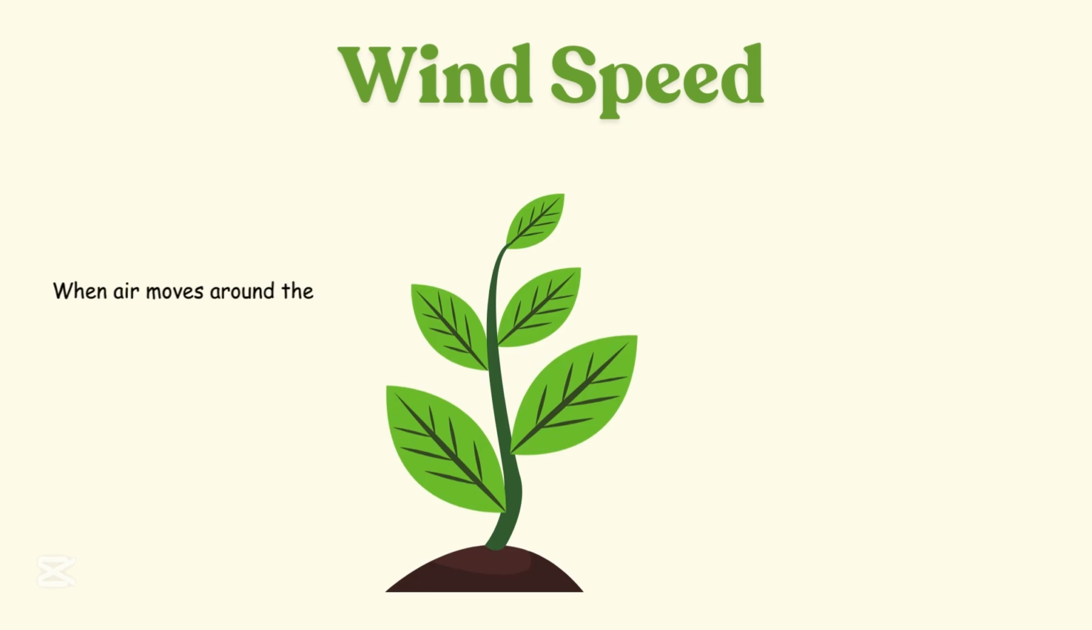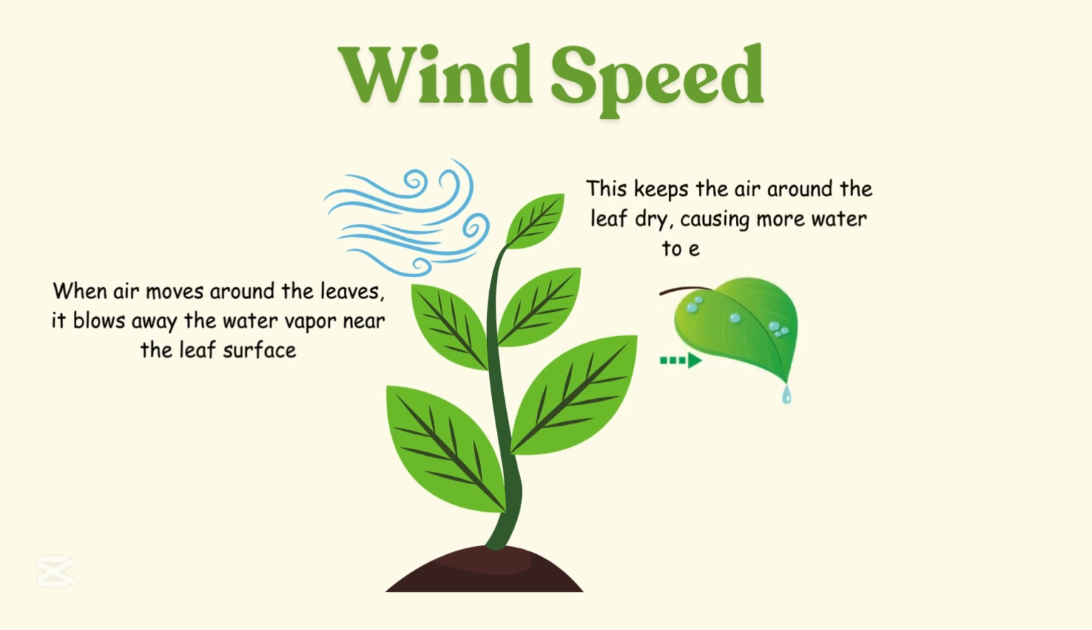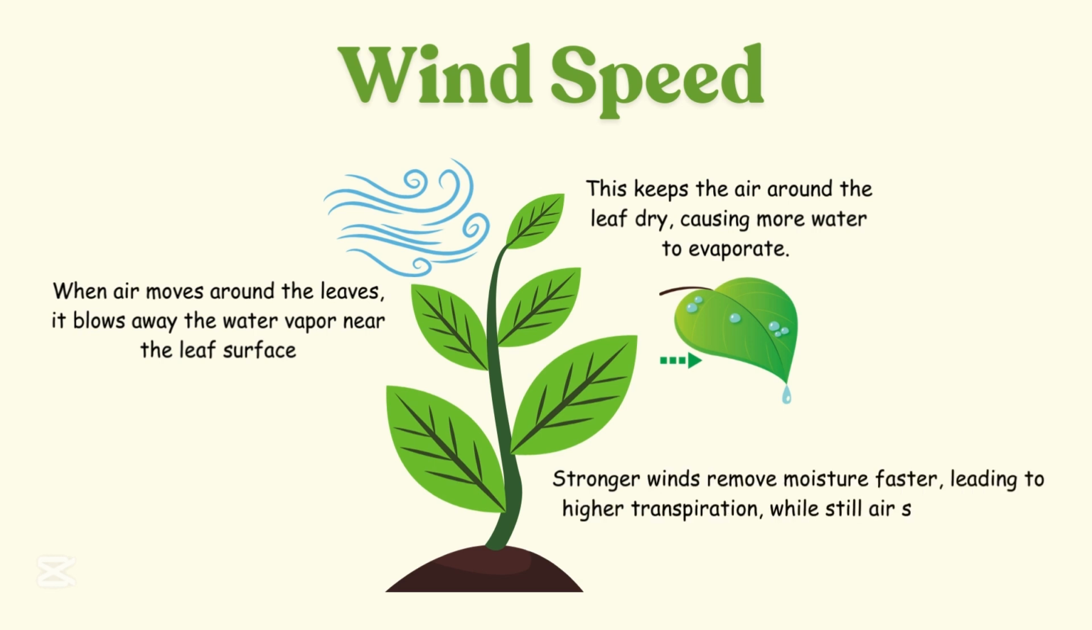Wind speed also affects transpiration. When air moves around the leaves, it blows away the water vapor near the leaf surface. This keeps the air around the leaf dry, causing more water to evaporate. Stronger winds remove moisture faster, leading to higher transpiration, while still air slows it down.